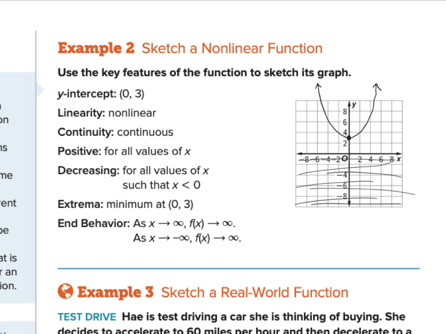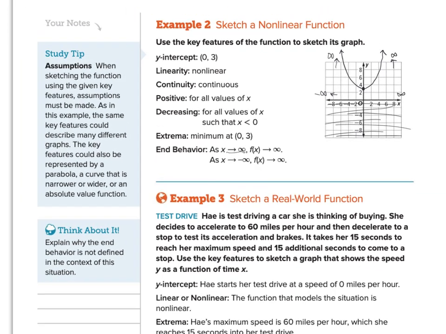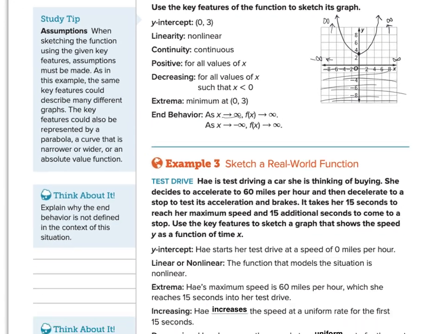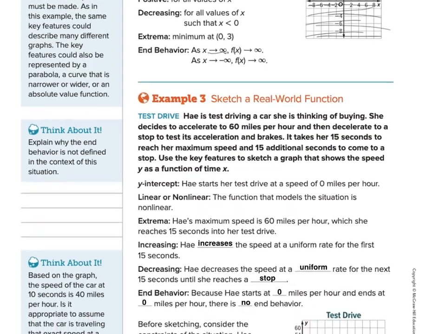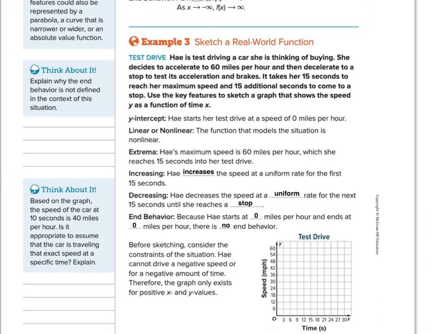The end behavior is as x approaches infinity, y approaches infinity. Sure enough, I got that. As x approaches negative infinity, y approaches infinity. I got that. So that's what my graph would look like. Not drawn to scale, no specific points except for that y-intercept that we know about. So just being able to make those determinations and interpretations.